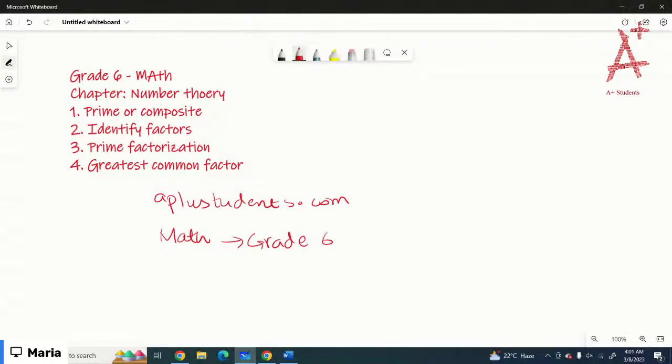There you can find a list of the chapters. We're going to start with chapter number 3, and the lessons we're going to cover today are prime or composite, identify factors, prime factorization, and greatest common factor. So let's just start with the first lesson, that is prime and composite.